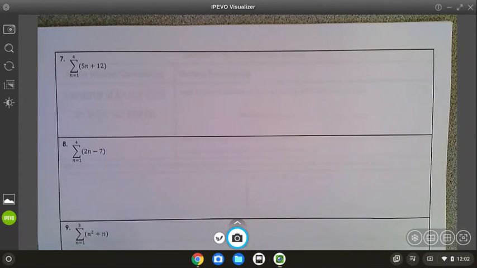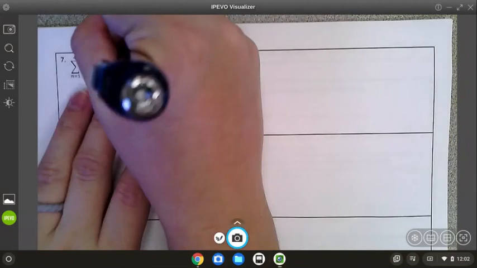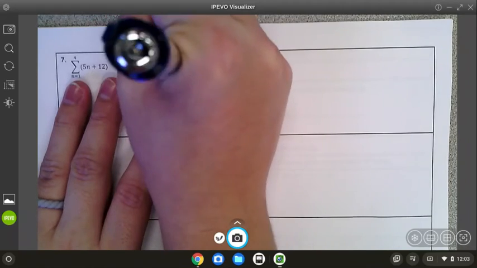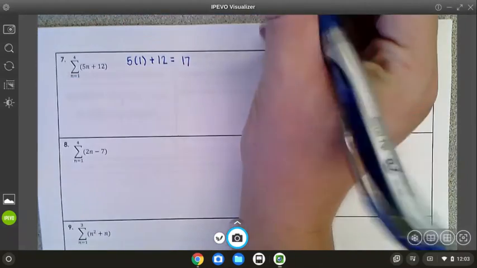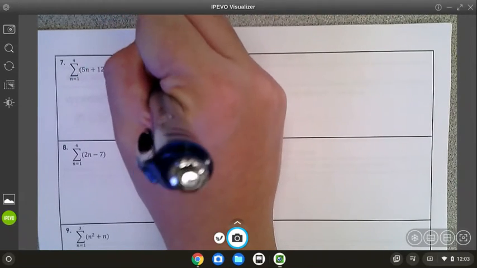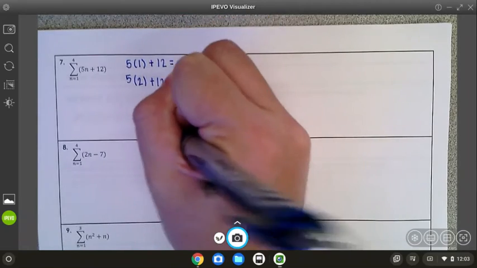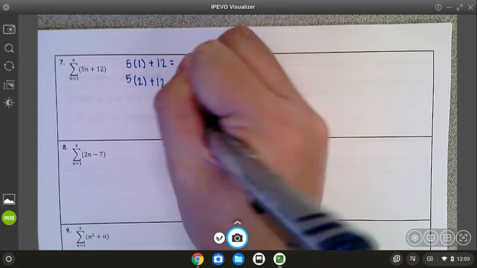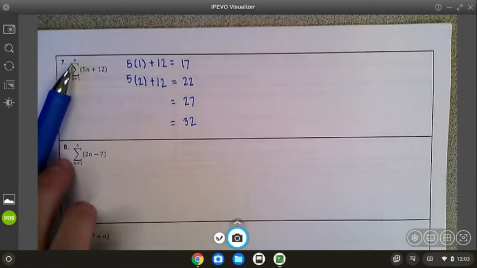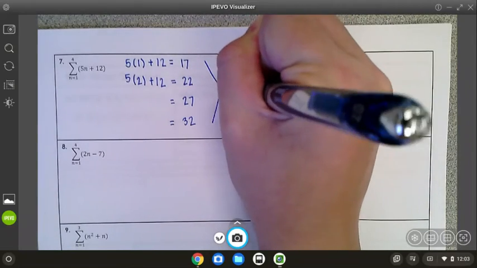So number 7, we should have done 5 times 1 plus 12 to get 17. 5 times 2 plus 12 to get 22. And then if you went on, we got 27 and 32. So you only had to do the first 4. And then when you added all those together, you should have gotten 98.